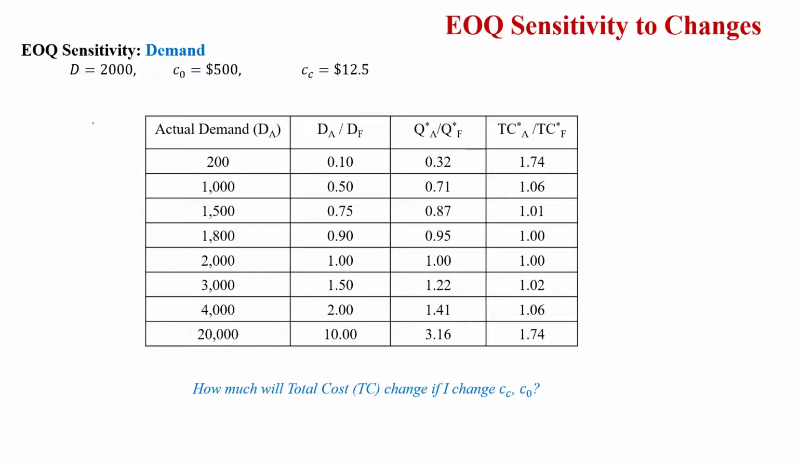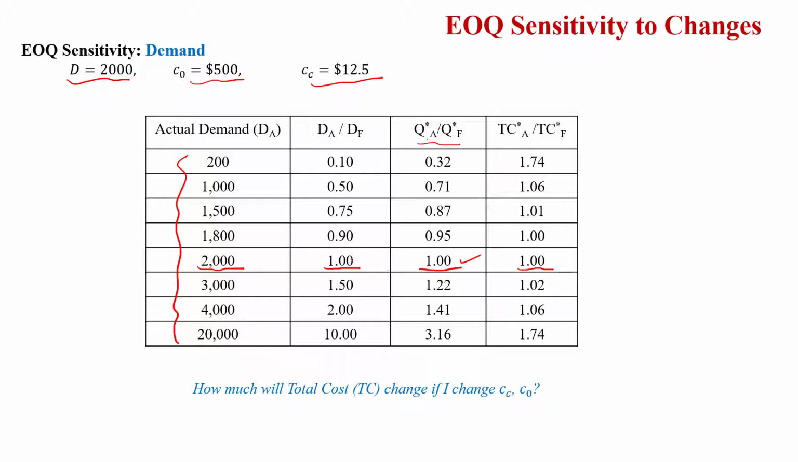Over here we have the demand, the ordering cost, the carrying cost, and here we have the actual demand. If this is the actual demand, which is basically 2000, and here we are saying that we have forecasted 2000, then the ratio of quantity against the actual demand and quantity against the forecasted demand is going to be 1, and the total cost ratio is also going to be 1.